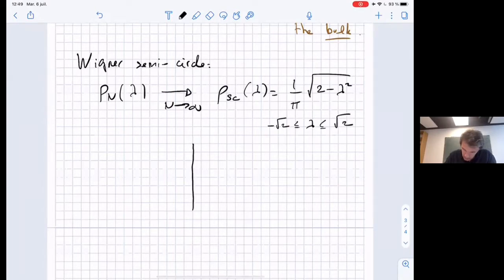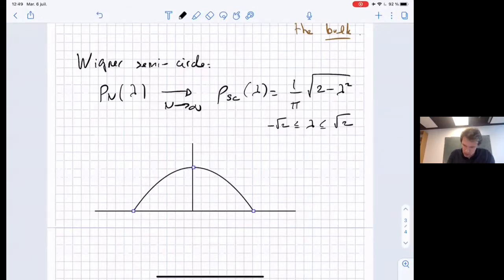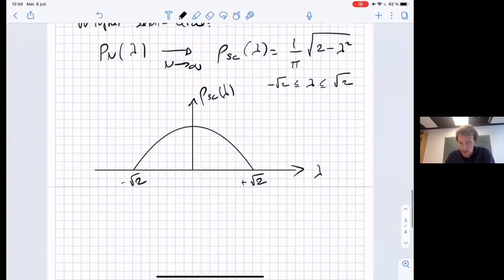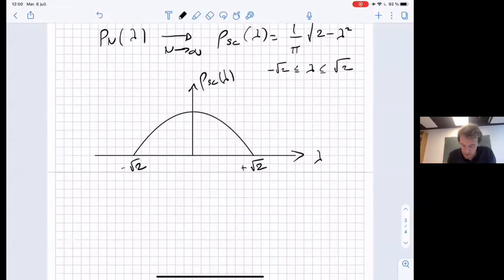So it should be a semicircle. It's not really as nice as I would like, but anyway, it has a finite support, and this is rho sc of lambda as a function of lambda. So that's again the result of this competition between the confinement and the repulsion that creates this non-trivial density profile, which has a finite support.